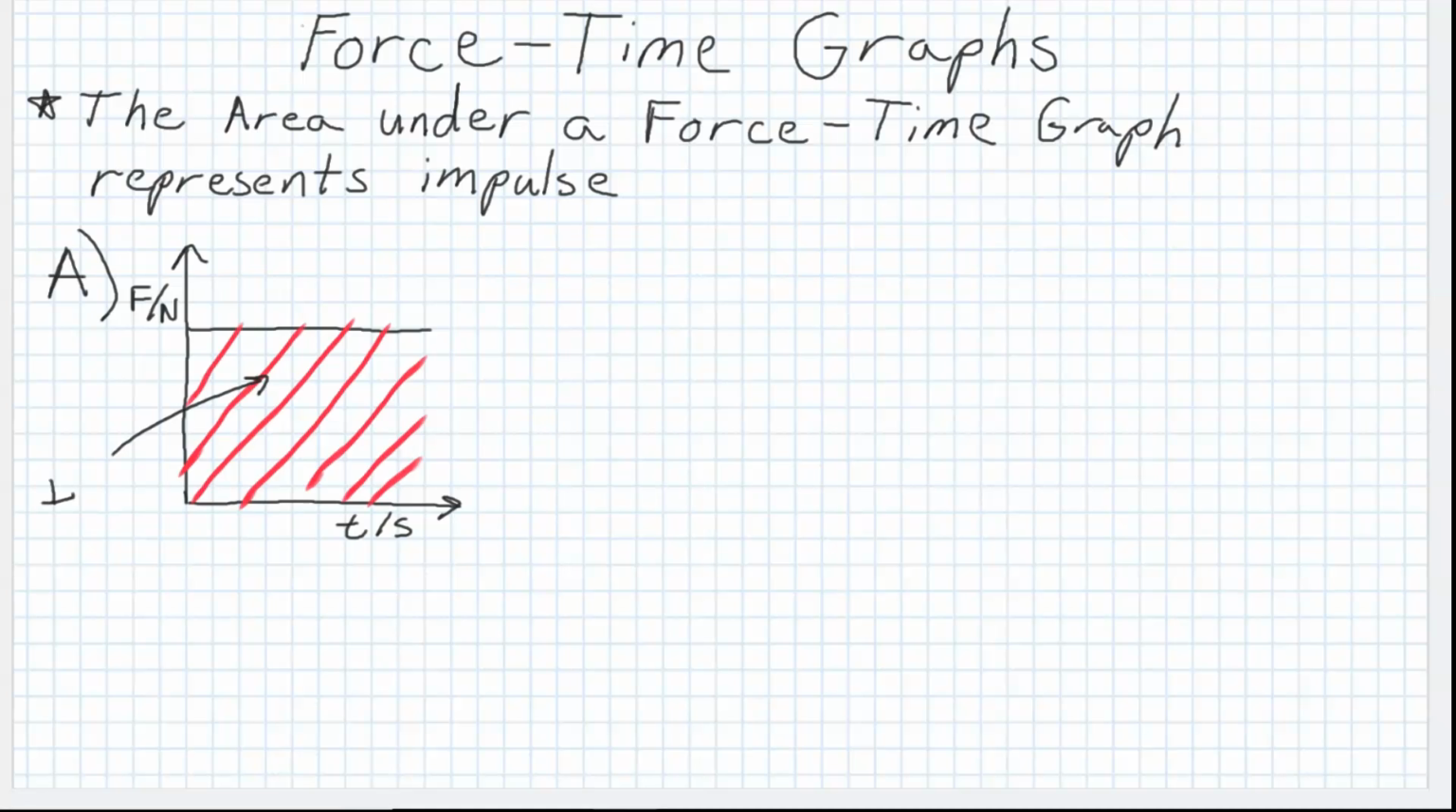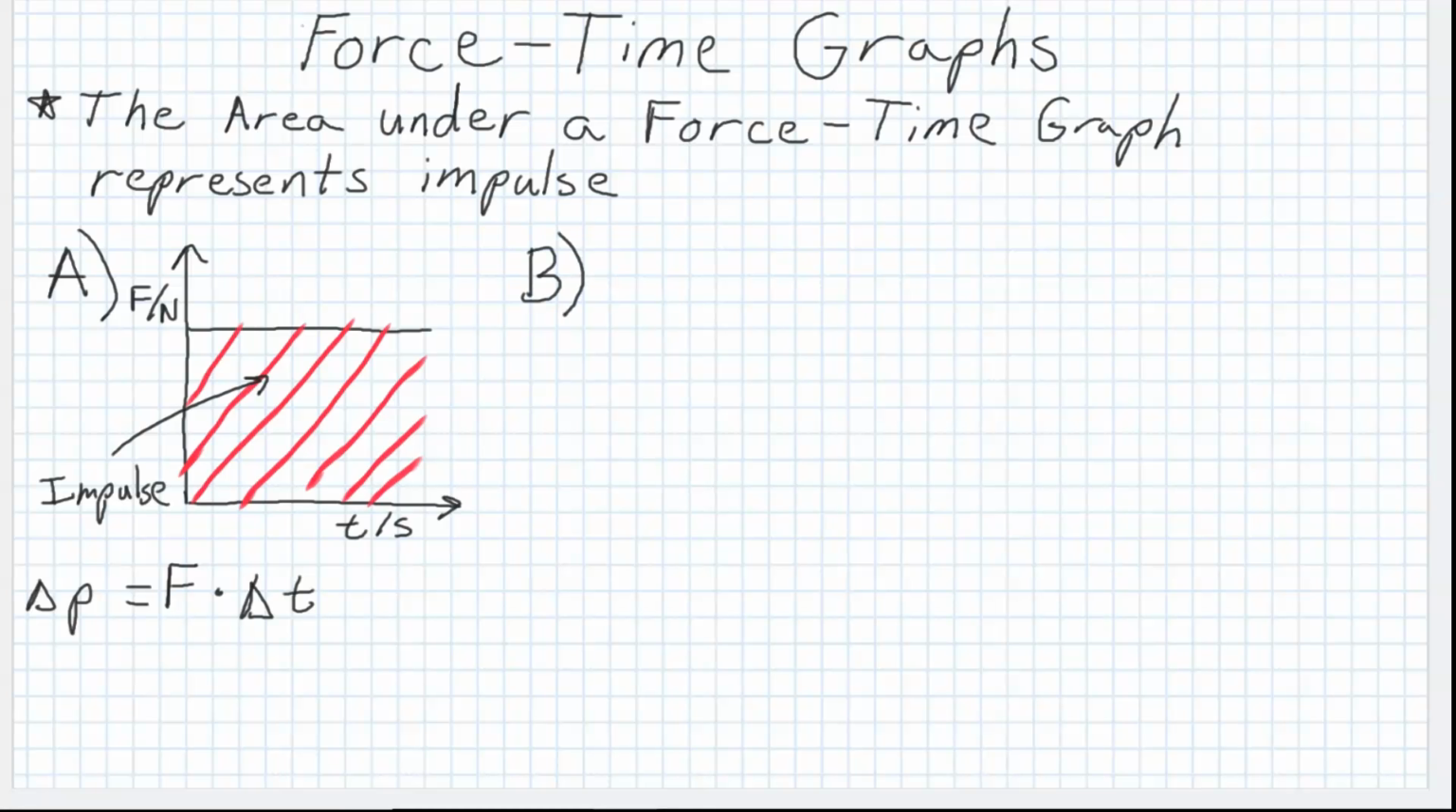Okay, so the area under this line represents impulse. And so I have a rectangular shape here, so I can find the area by doing base times height. And so base times height gives me force times our change in time. Remember, the force is constant in this example. And remember that in previous videos we found this: force times change in time is equal to impulse.